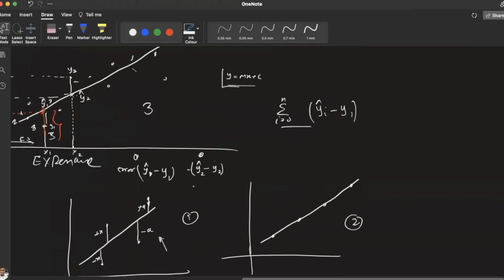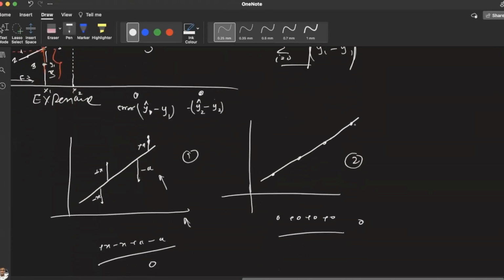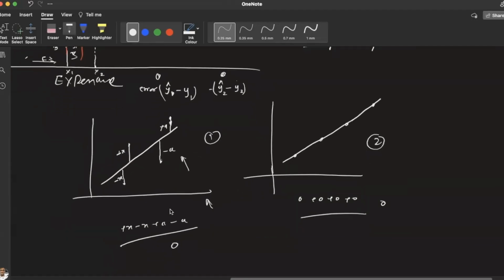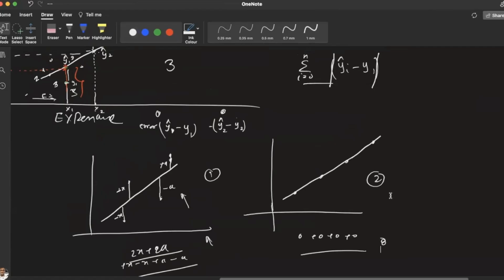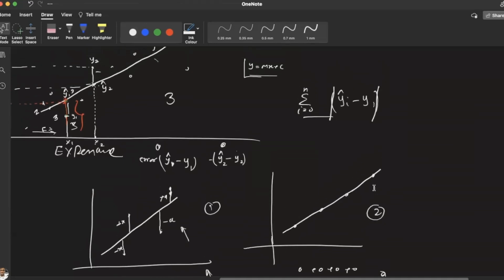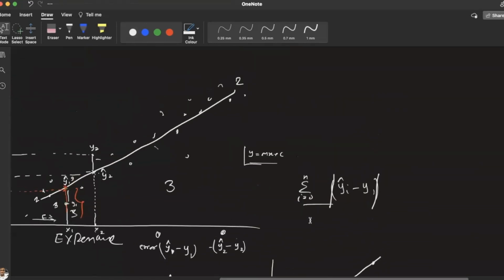So we need to make a modification in this. What if we take the mod of each value, the absolute of each value? If we just take the absolute of each value, then we can avoid this. So we will have an error of 2x plus 2a in here, right? And in here, we'll still have an error of 0, right? So we have some error over here and we have error 0. So we can finally say that this one has the least error, and it is the best model among these two. It is the better model among these two.